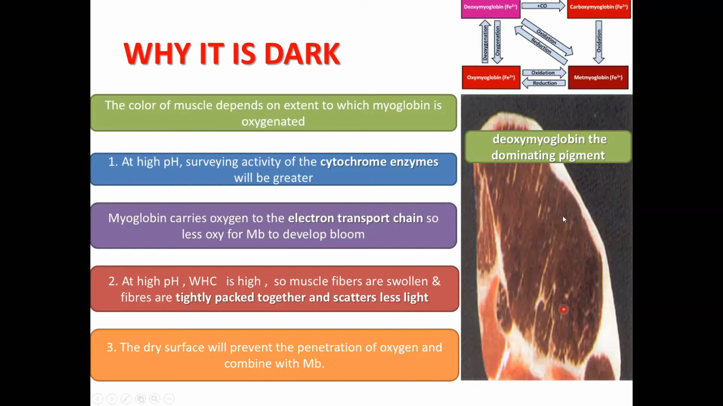So why is it dark in color? There are three things. One is that the cytochrome enzymes are more active, so they will be utilizing most of the oxygen, and the oxygen availability for the myoglobin to form oxymyoglobin will be less. Next, since it is high pH, the water holding capacity will be more, and most of the water will be bound with the muscle fibers. Naturally it will be more swollen, so there is less space for the oxygen to enter. So again, it will not be forming the oxymyoglobin.